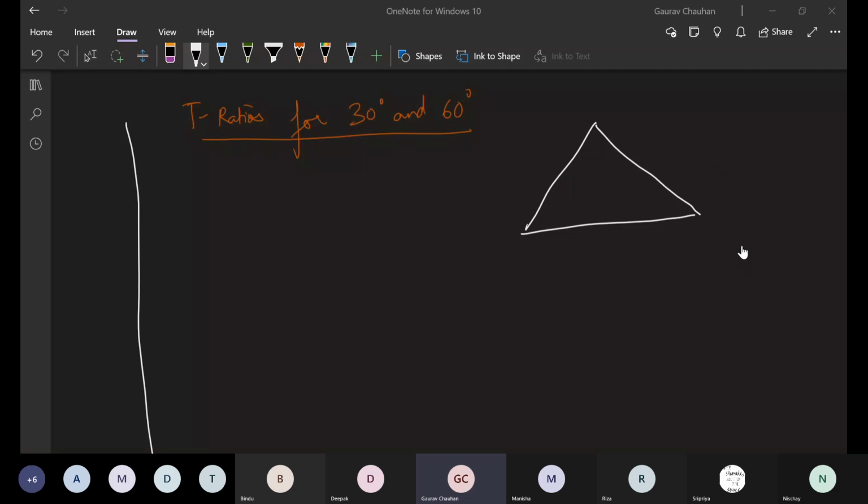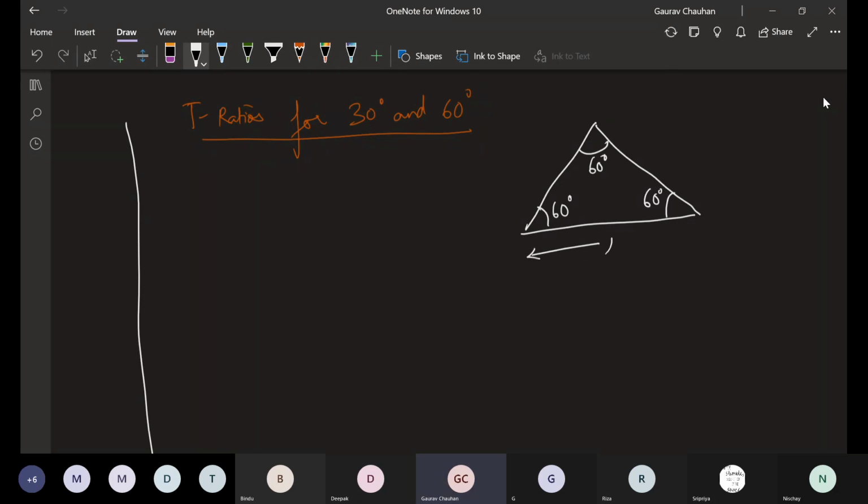Someone who has not yet spoken, maybe I'll go to G. Go ahead, G. Sir, all the angles are 60 degrees each. Very good. Okay, what about the sides? What do you know about the sides? All the three sides are equal, sir.